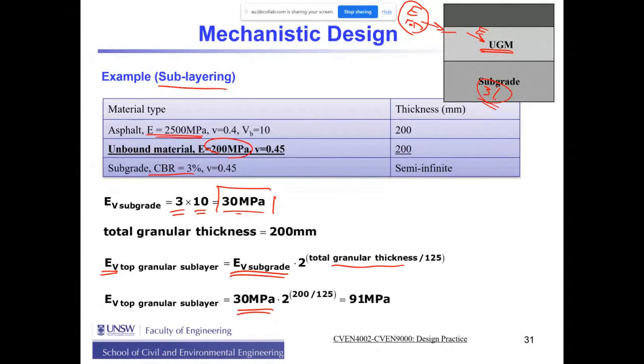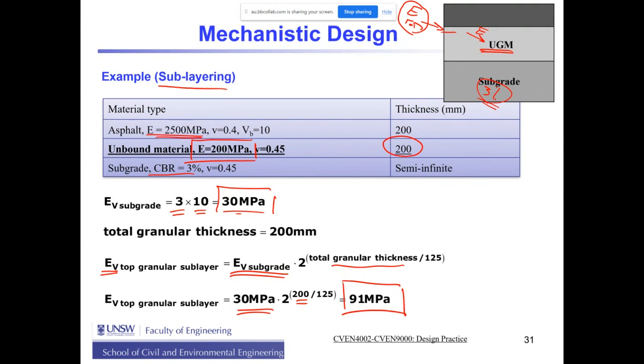Subgrade stiffness is 30. Total granular thickness is 200 millimeter. So the value that we derive is 91 MPa, right? The question also gave us that the material has the Young modulus of 200 MPa. So so far we have two values, 200 MPa and 91 MPa.